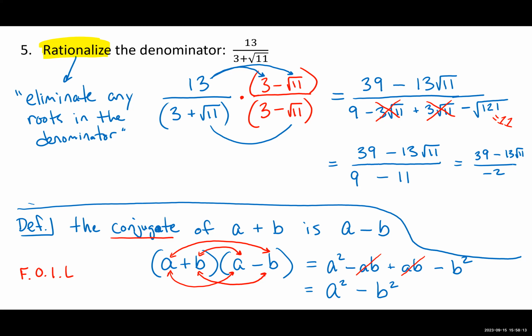We could rewrite this using one less symbol. We don't need a -2 on the bottom. This minus sign, we could actually bring that out front of the fraction. 39 minus 13 root 11. So we're minusing the whole fraction over 2.